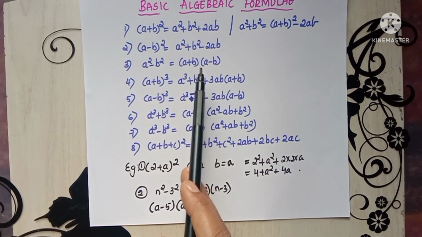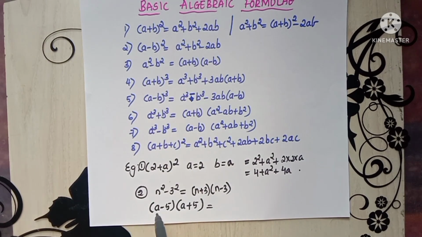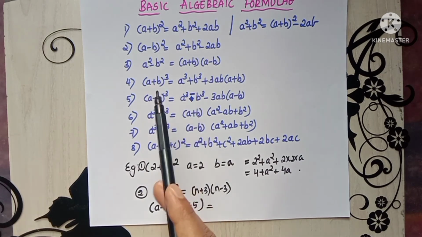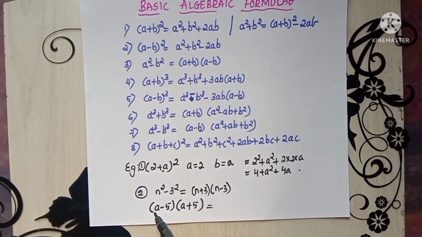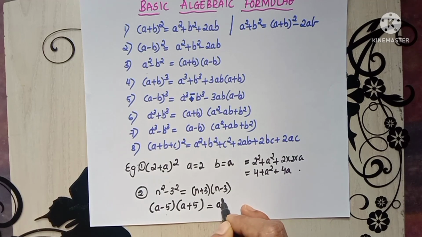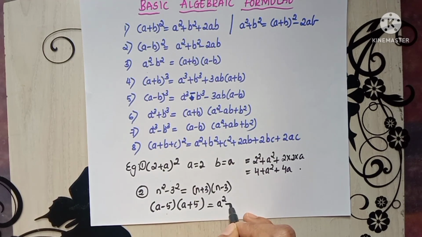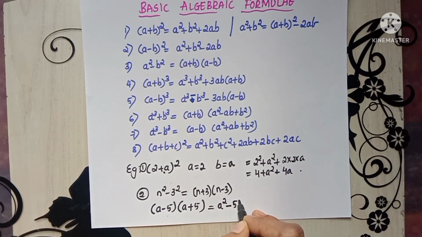The formula we can reverse also. Here how? (a minus 5) into (a plus 5). So what is this? It is in the form of (a minus b) into (a plus b). This will be a square minus b square. In place of a, we have a, square. Minus sign as it is. In place of b, we have 5. So this will be what? 5 square.